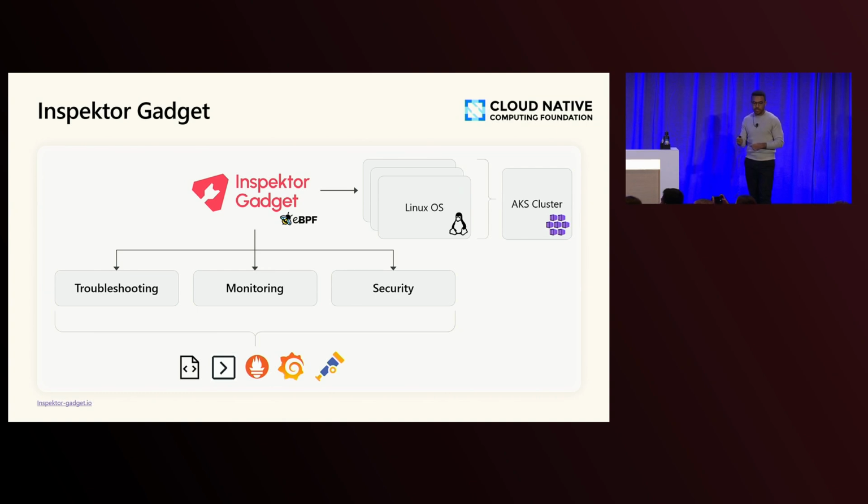For monitoring, you can use Inspector Gadget to export custom metrics to build your own Grafana dashboard. It could be Azure Managed Grafana, open source Grafana, or any other OTel-compatible collector. And the third case is security, for instance, to create Prometheus alerts with the metrics that you are able to generate using Inspector Gadget.